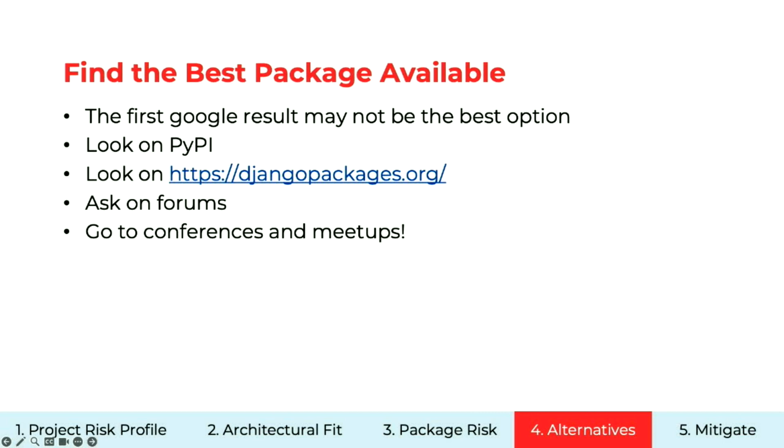Do a back to basics search. Look for lots of different keywords. Do searches on PyPI, look on DjangoPackages.org, which has been a long-running, fantastic resource that gives you matrix views. If you give it a particular topic, then it will give you a view of a whole lot of different packages that do that job. Ask around, ask on forums, go to conferences and meetups and talk to people.